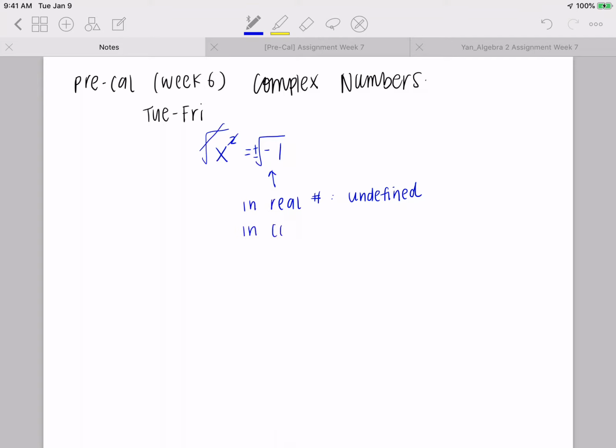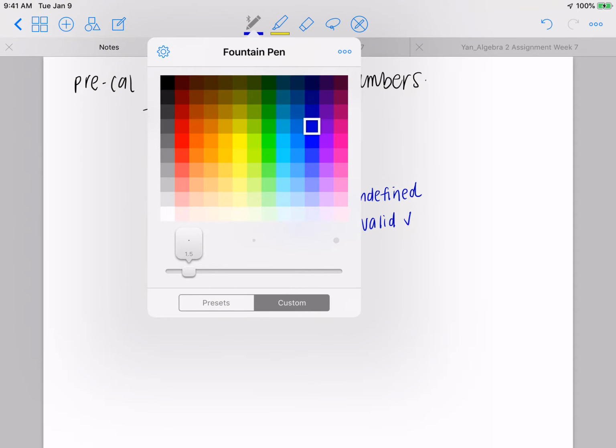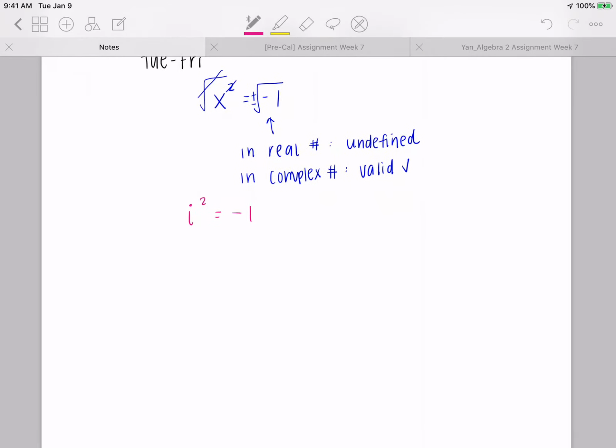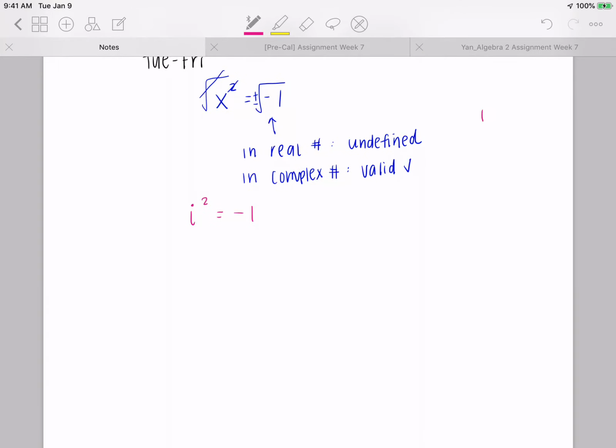But if we have the complex number system, this is actually valid because complex numbers include all of the imaginary numbers, which we will get into, the letter i. Okay, if I have i squared equals -1, then it will be valid because i represents the imaginary. Okay, so I'm going to write this on the side.